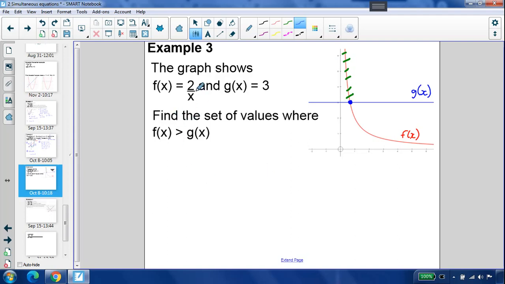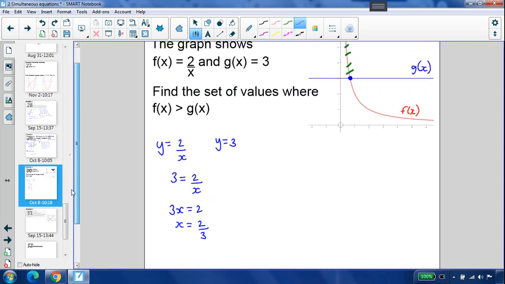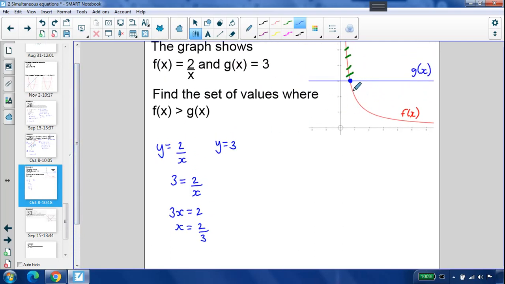So I'm going to have y is equal to 2 over x. I'm just going to write them as y, and y is equal to 3. So I'm going to equate these. So let's have 3 is equal to 2 over x. I'm going to multiply by x on both sides. So I'll have 3x is equal to 2. And then I'll divide by 3 on both sides. So x is equal to 2 over 3. So I actually know what this value is here. This x value is 2/3. Okay, x is equal to 2/3.